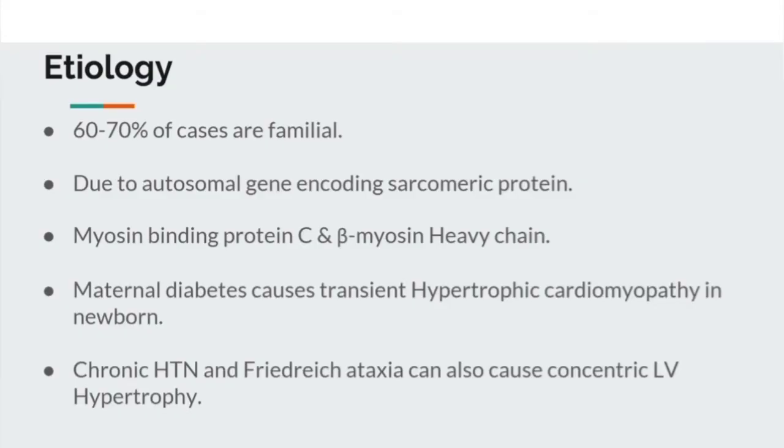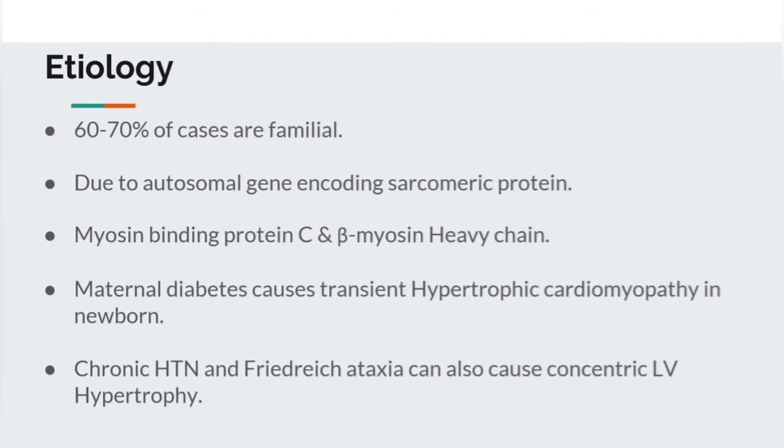Let's discuss the etiology. It is seen that 60 to 70% of cases of hypertrophic obstructive cardiomyopathy run in families, and it is due to mutation. The mutation is an autosomal dominant mutation in the genes which encode sarcomere proteins. The most notable affected contractile proteins are the beta myosin heavy chain and myosin binding protein C, and these proteins are very important for the maintenance of normal cardiac function.